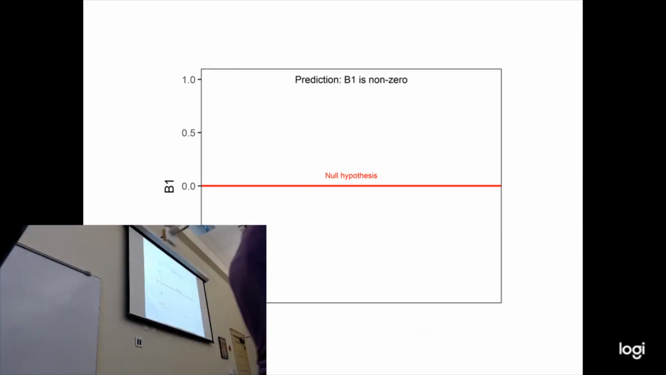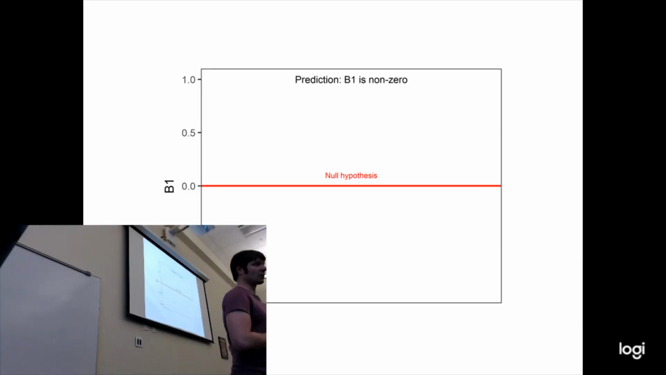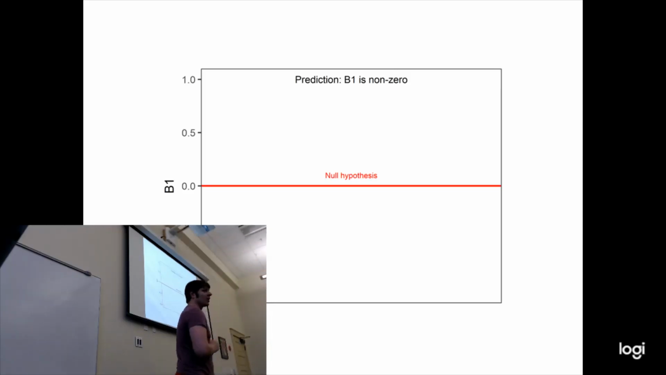So here's the problem. What I've plotted on the y-axis here is the value of a certain parameter. Let's say it's the relationship between depression and anxiety. So if you're using as the null hypothesis the idea that that relationship is zero, that's going to be represented by this red line.